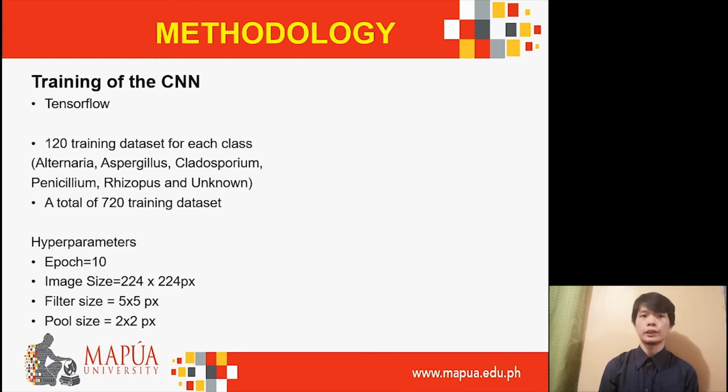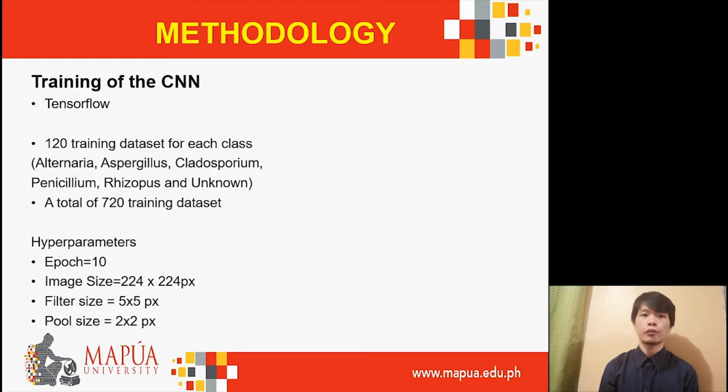Next is training of the CNN. We use TensorFlow to train the CNN. There are 2 types of TensorFlow: TensorFlow CPU and TensorFlow GPU. TensorFlow GPU trains faster than TensorFlow CPU, but it uses more computational power. We use TensorFlow CPU since our device did not meet the requirements for TensorFlow GPU. So, to cope up with the training speed of the TensorFlow GPU, we use grayscale image to lessen the complexity of the image.